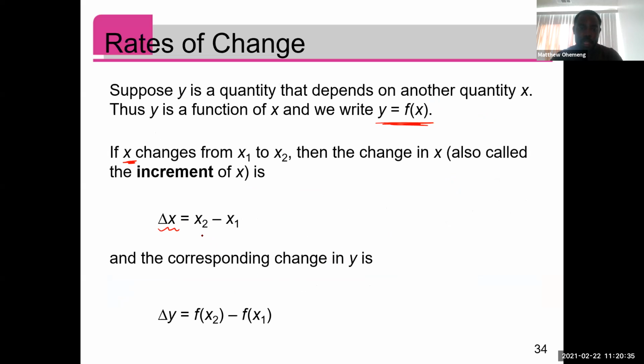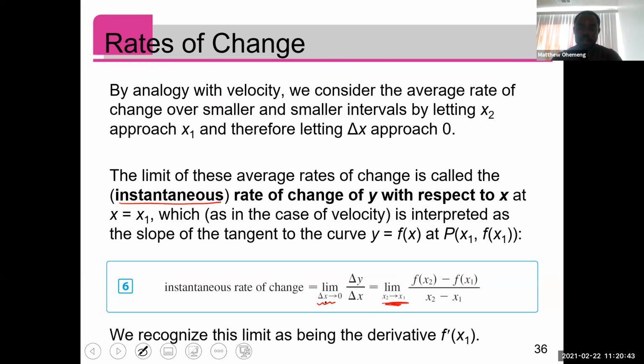Because as x2, let me go back. As x2 approaches x1, as they get closer and closer, this increment is approaching 0. So that's what you see here. So as the increment approaches 0, then the change in y over change in x is just going to be what? The limit as x2 approaches x1 of f of x2 minus f of x1 over x2 minus x1. So what is this? As you can see, this is clearly what? The f prime of x1, right? Looking at the formula we developed earlier for instantaneous rate of change or the slope of the tangent line, this is the same formula. It's f prime of x1.